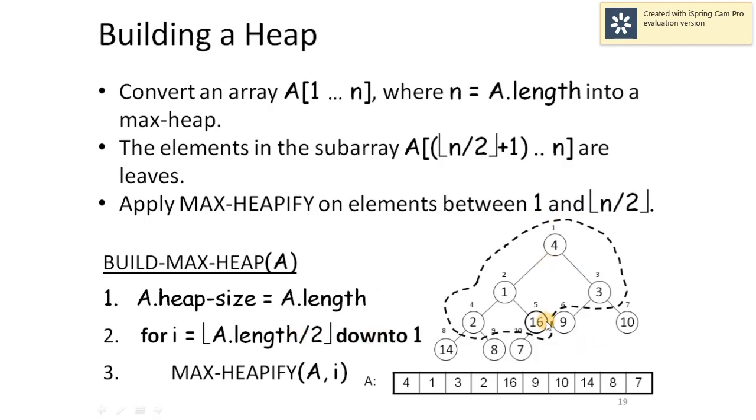Therefore, I'll start from the n by 2th index position, such that when I reach the root node, by that time we have already converted the left subtree as well as the right subtree of the root into a max heap, and thus we can apply max heapify on the root node now. This is the only thing.